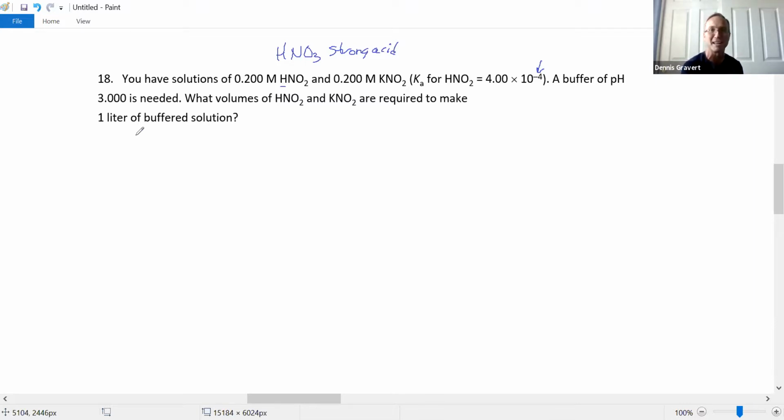They're on the shelf in the biolab, these two components. Your teacher says, hey, we need to set up a buffer at pH 3. What do you do? Set up an ice table. That's what you do.